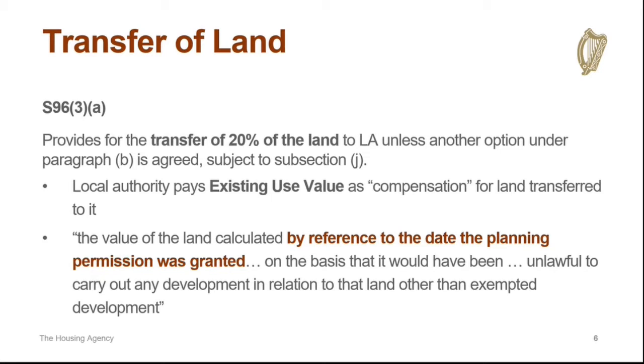The local authority pays for the land at existing use value. Existing use value is defined in legislation, but essentially is the value of the land without the benefit of planning permission and without the hope value of getting planning permission. Existing use value is generally below market value, often substantially below, and by purchasing 20% of the land at existing use value, the local authority captures 20% of the planning gain.